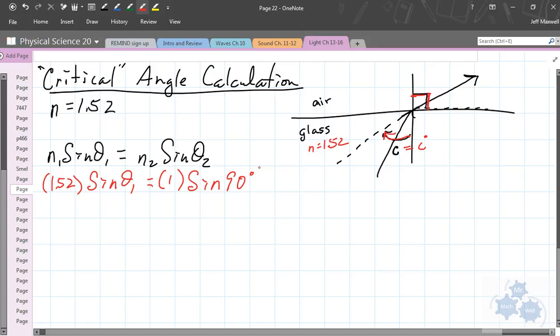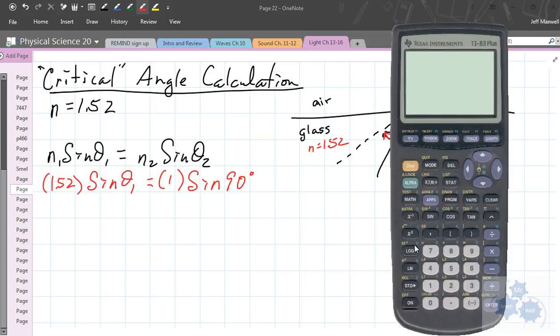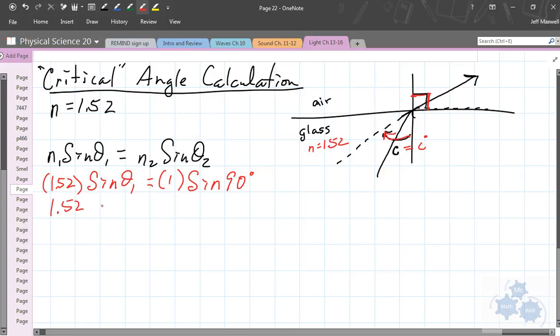Now, does anyone know what the sine of 90 is? Let's just check. Sine of 90, talking about degrees, very good. It's 1. So look at what we actually have here. We have 1.52 times the sine of theta 1 equals 1 times 1. So the sine of theta 1 equals 1 divided by 1.52, because 1 times 1. Here's where the n goes, and this would be the critical angle.